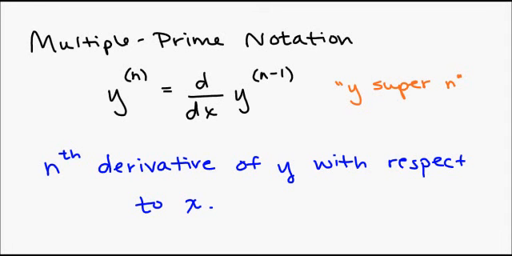Okay. So this is your multiple prime notation. This is an n. It looks a little h-like, but it's an n. And this is y super n. That's how you would say that. And whenever you have the d dx, basically you knock that down by 1. So if you had 3 tick marks here, that would be 2 tick marks with this. So this is the nth derivative of y with respect to x. Again, whichever derivative you're using.